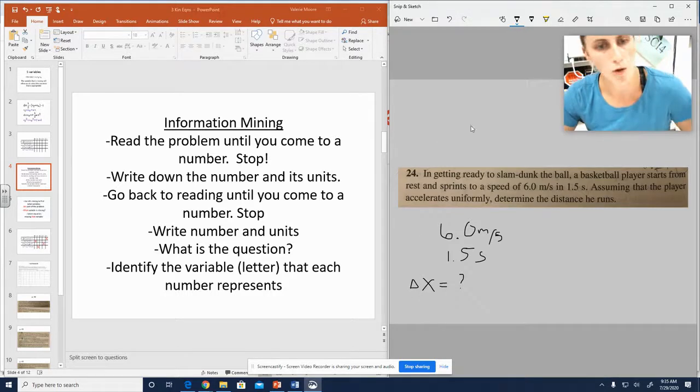Okay. All right, so now that we've got the question, it says, identify the variable letter that each number represents. So meters per second, we know that's velocity.